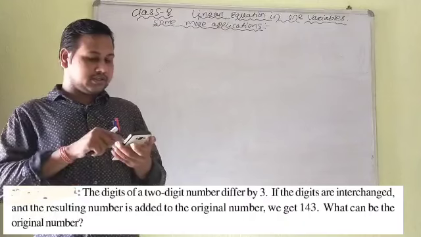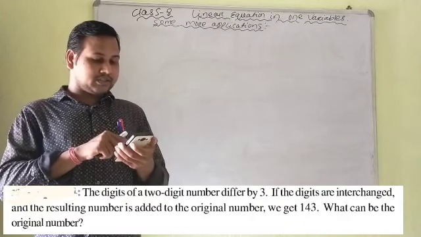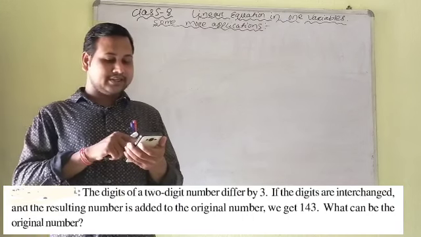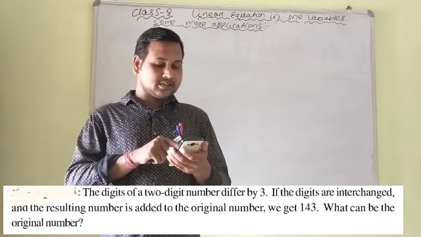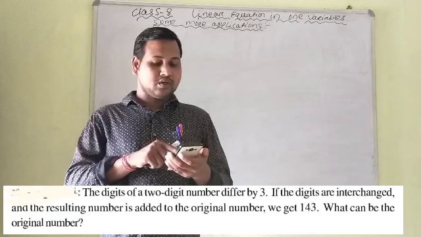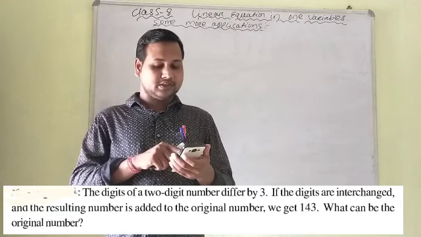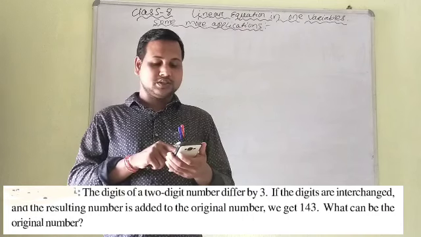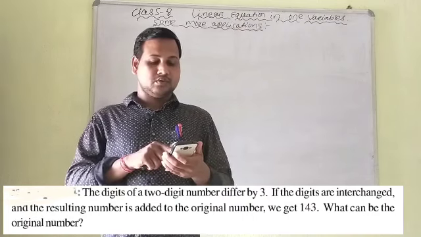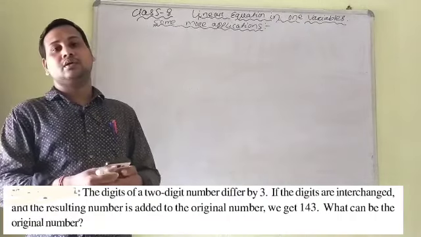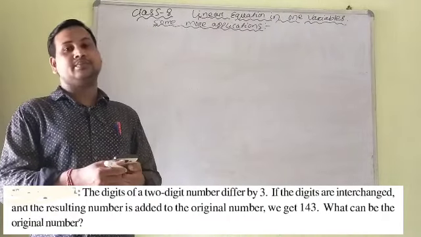It's given here the digits of a two-digit number differ by 3. If the digits are interchanged and the resulting number is added to the original number, we get 143. What can be the original number? You know, the digits of a two-digit number differ by 3, given.